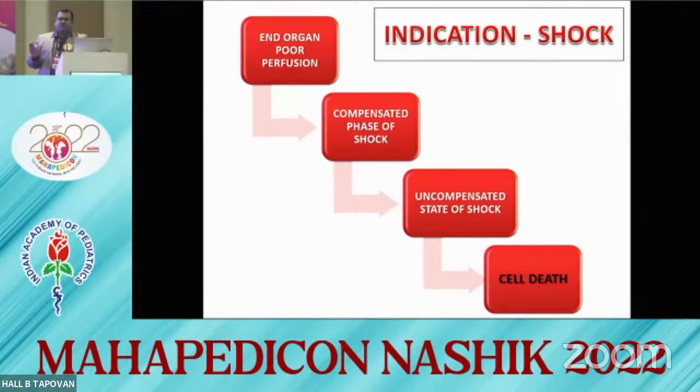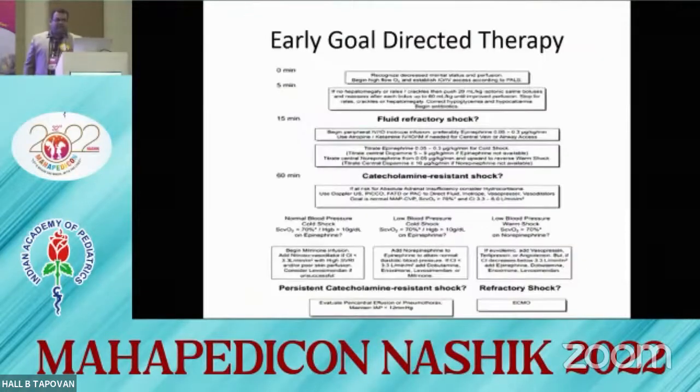After a phase of compensated shock, there is an uncompensated state of shock in which it's like a domino effect. The process is difficult to stop and ends in cell death. Our job is to pick up this end organ poor perfusion, act in the compensated phase of shock and prevent the child going to uncompensated phase of shock by using whatever modalities we have with us. So these are our targets.